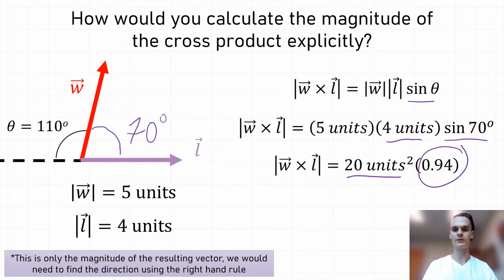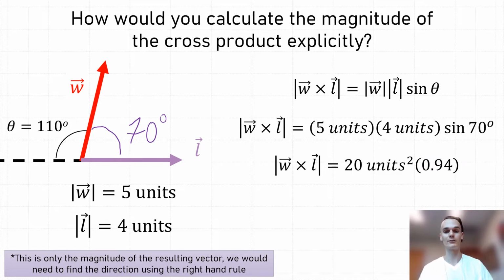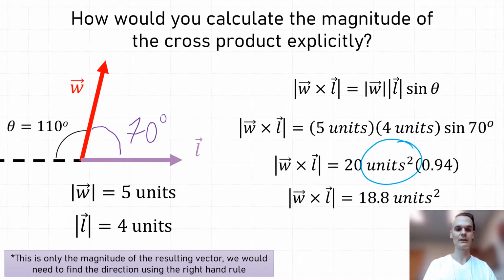The one thing I want to talk about here is the units for the magnitude of the cross product. You can figure out the units of the cross product magnitude from this equation. So the units of the cross product magnitude are going to be the units of vector W multiplied by the units of vector L. And in this example, that's going to be units squared. So the units of this cross product are going to be units squared.